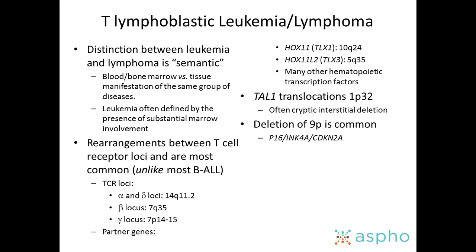So again, the distinction between leukemia and lymphoma is a semantic one, similar to Burkitt lymphoma or leukemia. Unlike in B-cell ALL, here the T-cell receptor loci are the most commonly translocated loci, and in these cases they often do not result in fusion genes. The alpha and beta as well as gamma T-cell loci are commonly translocated with one of several HOX genes or other hematopoietic transcription factors that are important for hematopoietic and particular T-cell development. Deletions of chromosome 9p are particularly common in T-cell ALL.